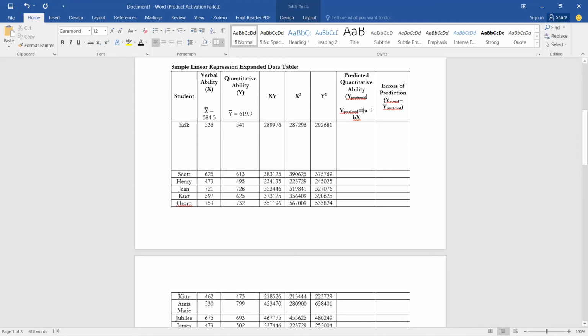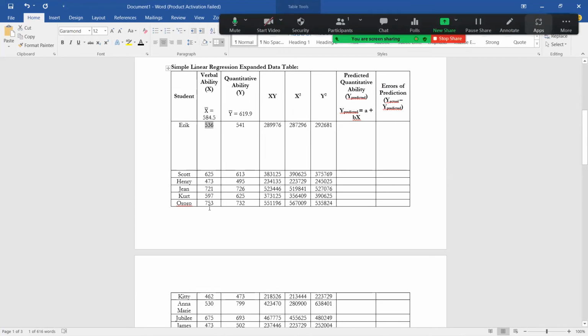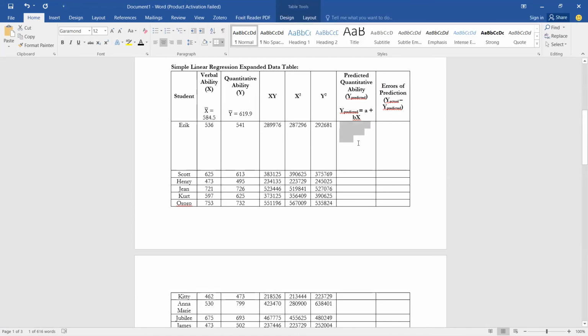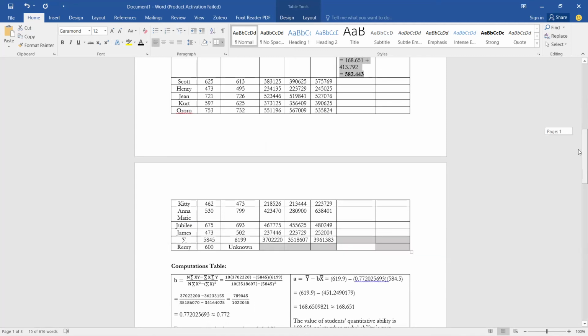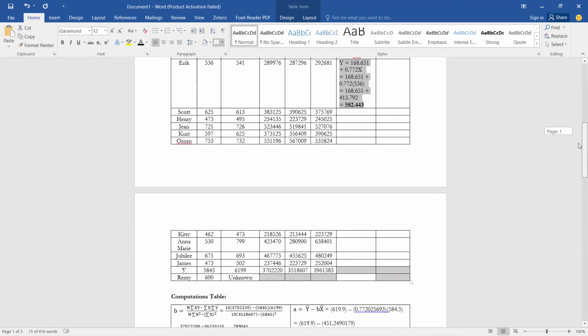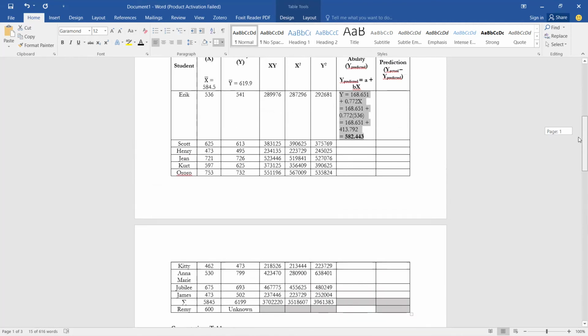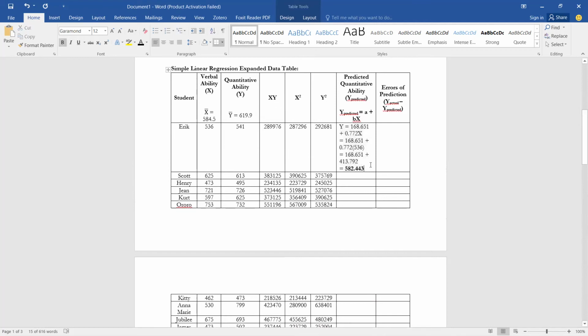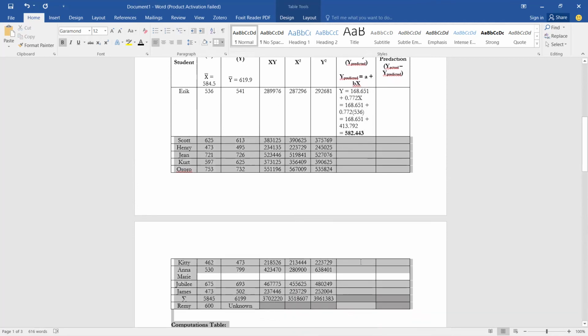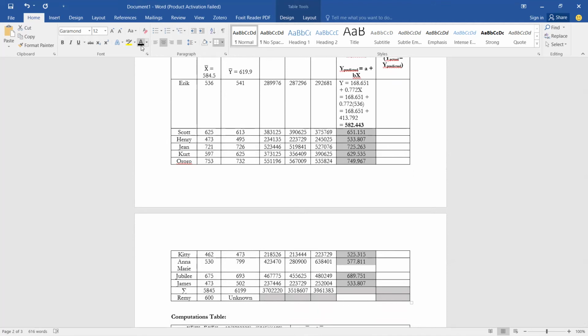We know A from solving it. We know B from solving it. So now we just use the different values of X. Eric's score on verbal ability, Scott's, Henry's, Jane's, Kurt's, so on and so forth. So you should solve it like this. So y is equal to A, which is 168.651 plus 0.772 positive. X of Eric is 536. You'll end up with 582.443. All right. Do the same for the rest of the students and you will get these answers.